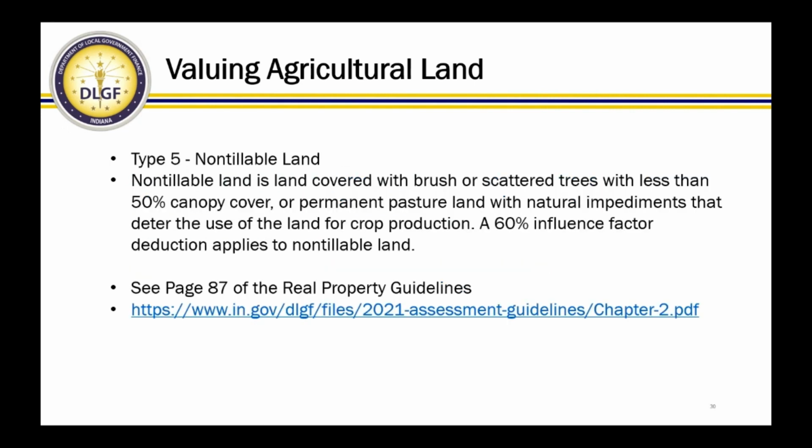The next type of property we'll talk about is non-tillable land. The best way to describe this, I think of it as scrub land or scrub area. This is land that is covered with brush or scattered trees with less than a 50% canopy cover, or permanent pasture land with natural impediments that deter the use of the land for crop production. If you have something like this, a 60% influence factor would be applicable.